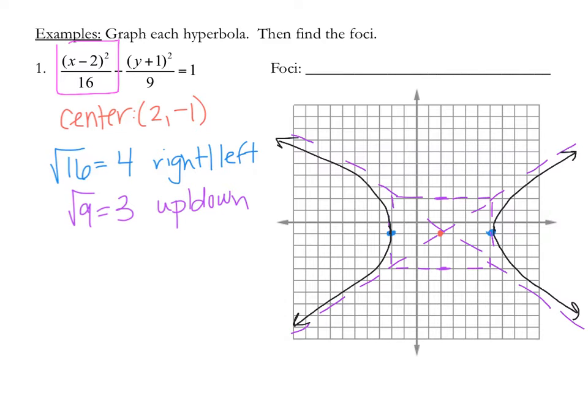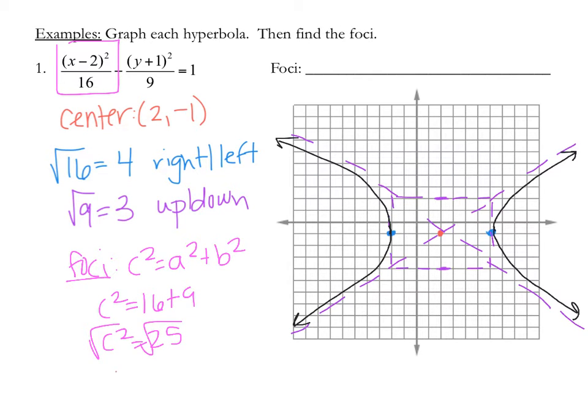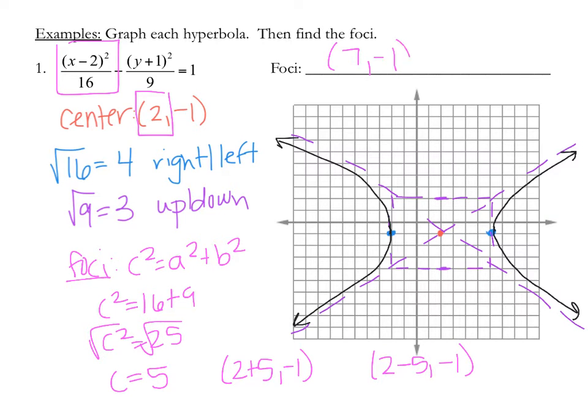And then the last thing we're going to do here is find the foci. To find the foci, I'm using the formula c squared equals a squared plus b squared. So c squared is going to be 16 plus 9. We get 25. So I get c is 5. And then I have to make sure I'm adding that on to what's in control. I know because the first fraction had x in it that x is in control. So I'm going to add the 5 onto the 2. And I'm also going to subtract the 5 from the 2. So the coordinates for the foci are going to be 7, -1, and -3, -1.